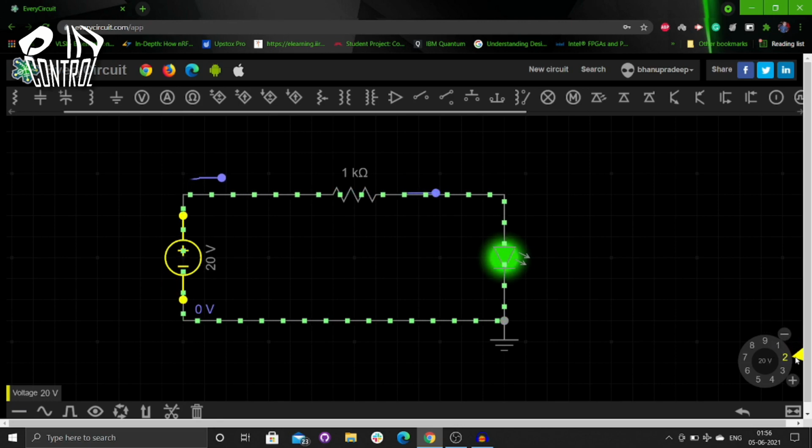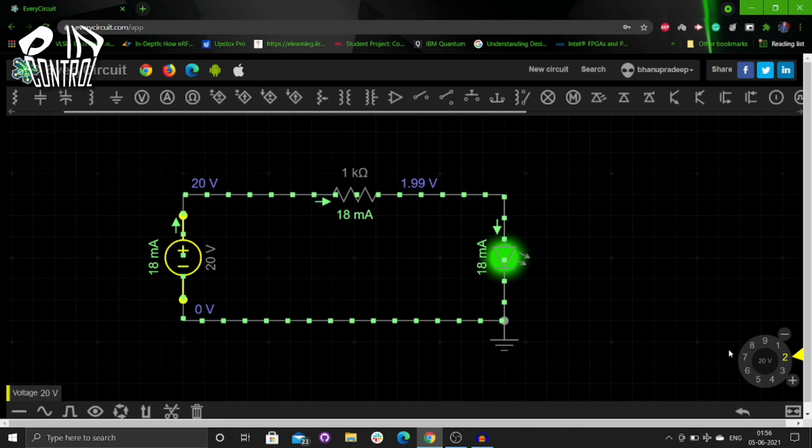Then you are applying 20 volts. It is giving 1.99, which is 2 volts. So when I am giving the 20 volts input supply, it is giving 2 volts with the resistance of 1 kilo ohm. So that's why this LED is glowing.